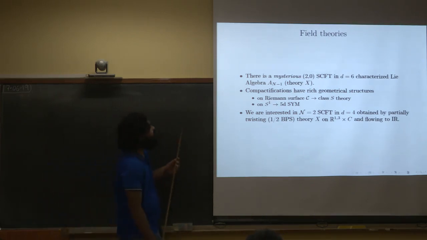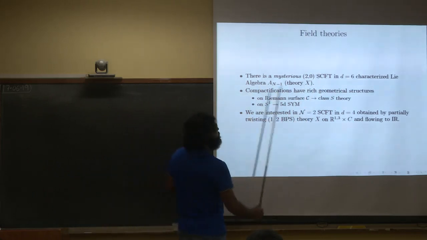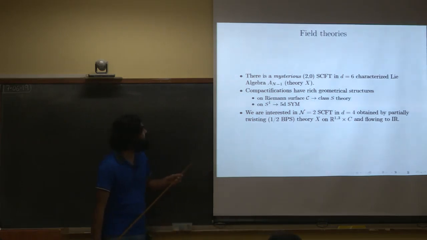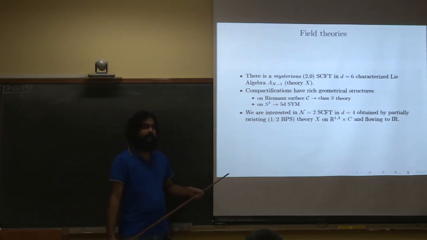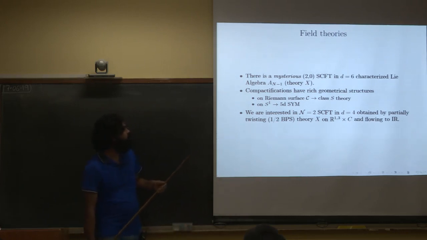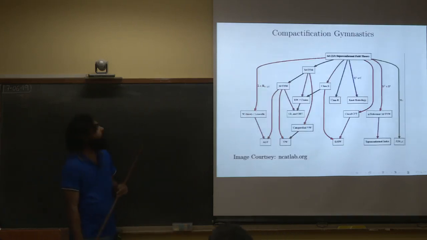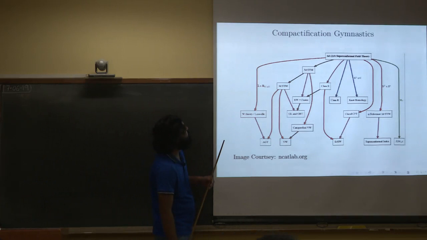So let me introduce some players in this project. First are these mysterious (2,0) superconformal field theories in 6 dimensions, characterized by the Lie algebra A_{N-1}. It's too long to be a name, so let's call it theory X. This is a mysterious theory because we don't have any Lagrangian formalism for it yet, and it's not even known that such a formalism should exist. In that sense it is mysterious, but at the same time it is quite interesting because one can perform several compactifications of these theories.